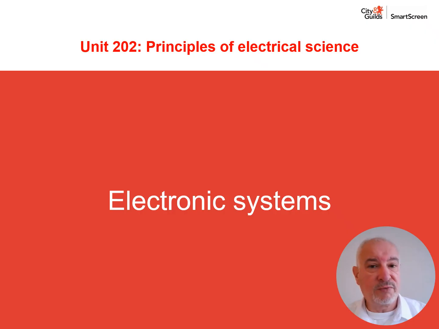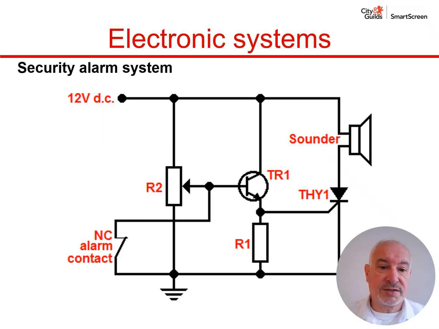In previous videos we've learnt about electronic components, and in this video we're going to see how some of those electronic components can be fitted into electronic systems to make them work. The first system we'll look at is a security alarm system.